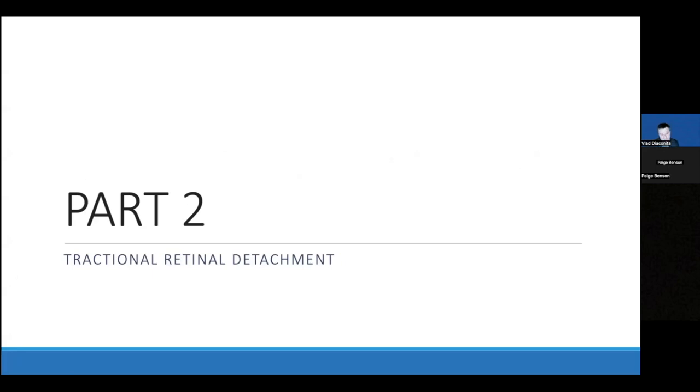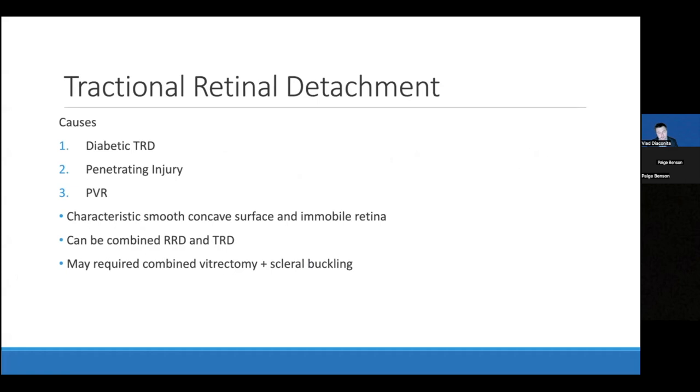So tractional RD, this is a special type of retinal detachment. And usually it has nothing to do with a break, although you can get a break. It's usually because of some pulling force from the middle of the eye pulling towards the middle. And the most common is diabetes.